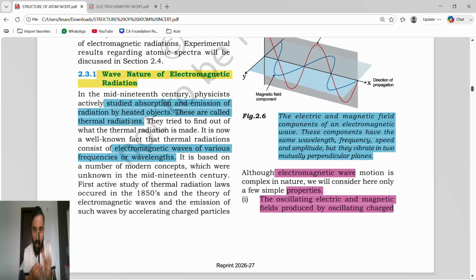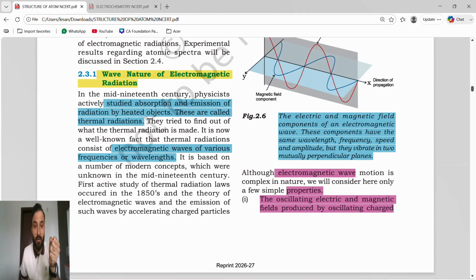Because first it absorbed the heat, it becomes a heated object. Once it becomes a heated object, then it starts releasing the heat. Heat means what? Thermal, and it's a radiation, so it becomes thermal radiation. That's what it says, what is studied? Absorption. First it will absorb. What will it absorb? Heat.